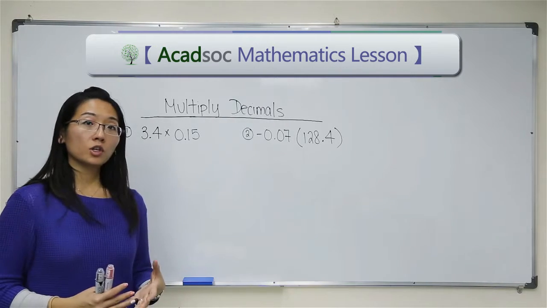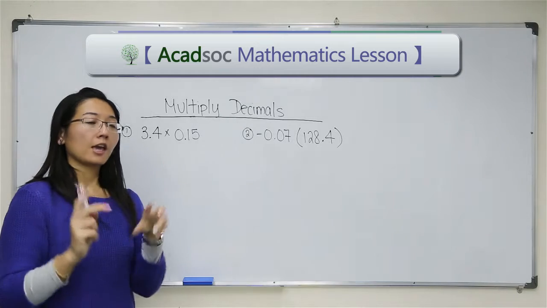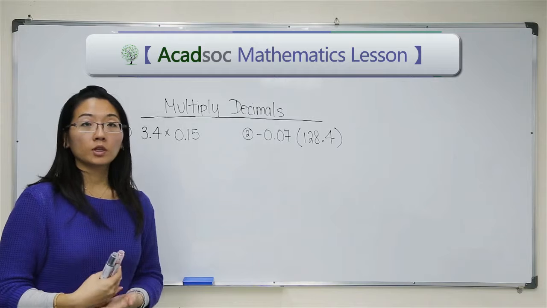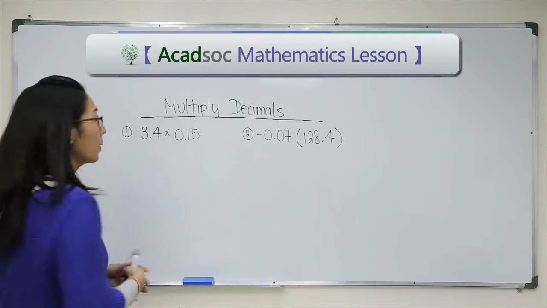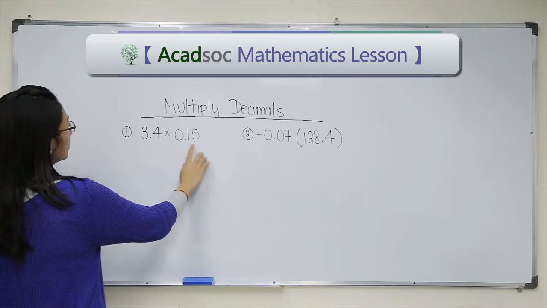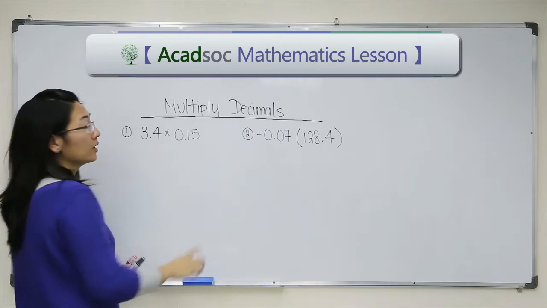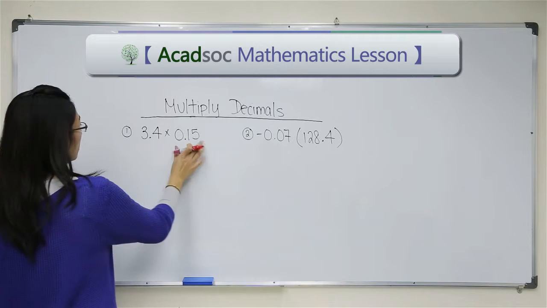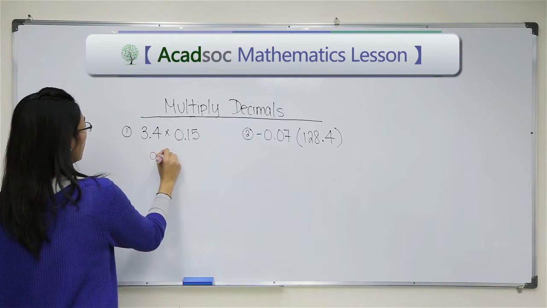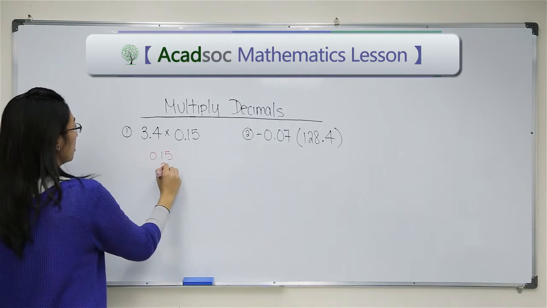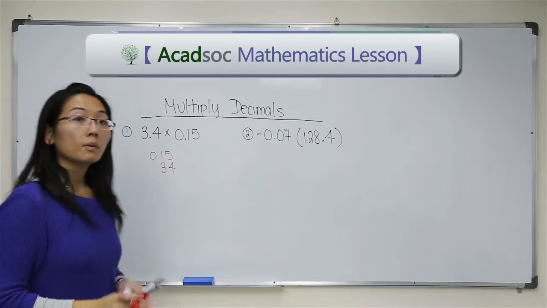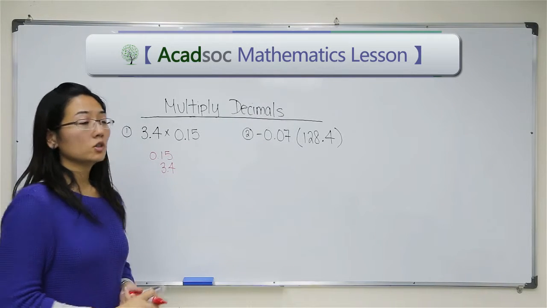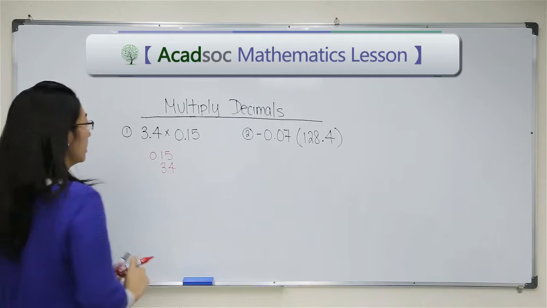So the first thing we want to do is put the longer number, the number with more digits, on the top, and then multiply with the number with fewer digits. It just makes it easier that way. So in this problem, since 0.15 has 3 digits and 3.4 has only 2 digits, I would put 0.15 on the top, and then I would put 3.4 underneath it. Remember, we do not need to line up the decimal point for multiplying decimals.